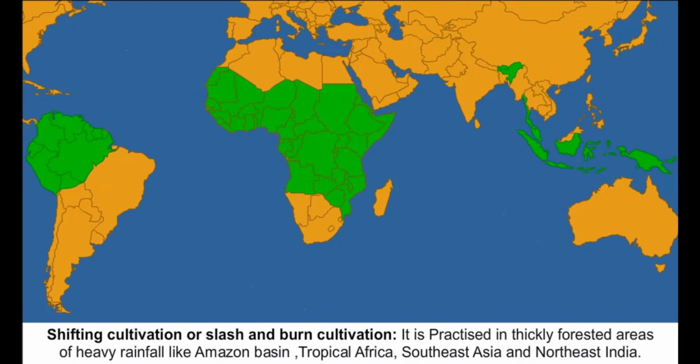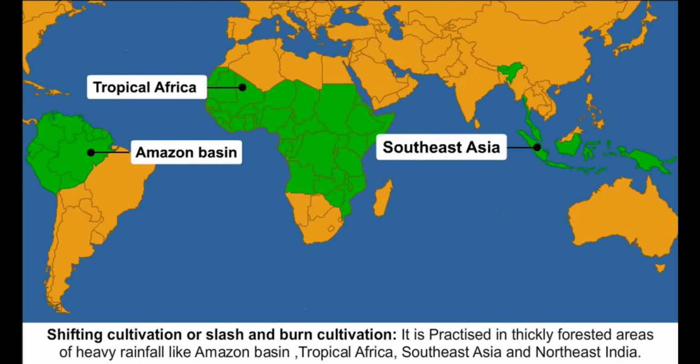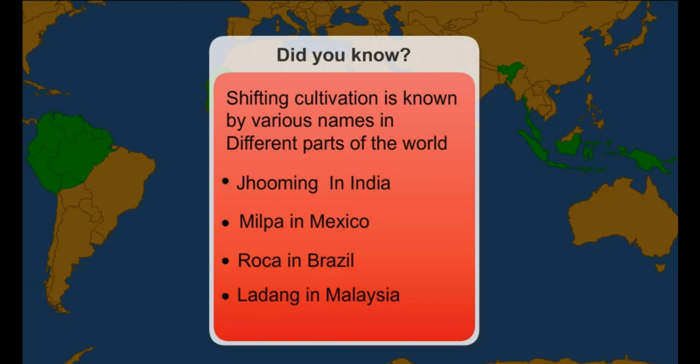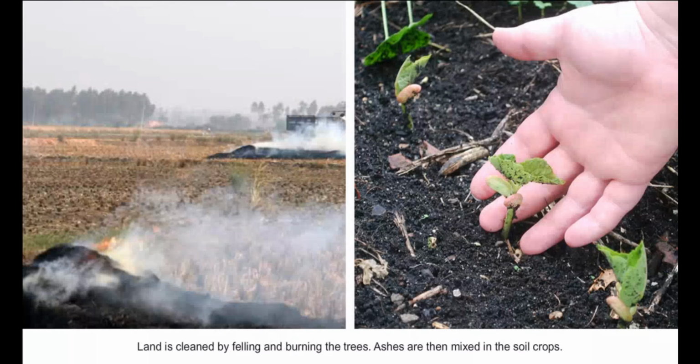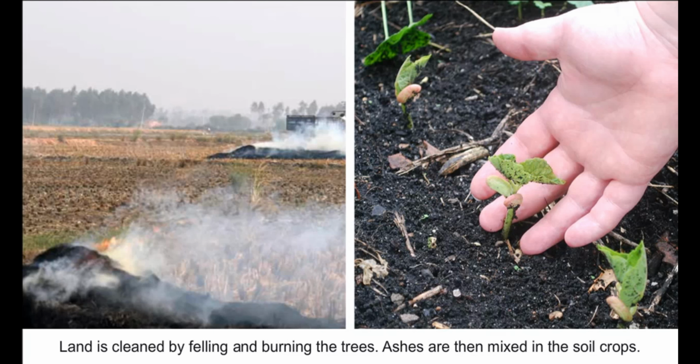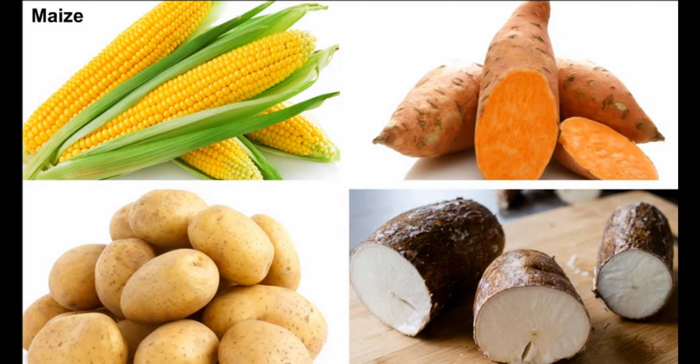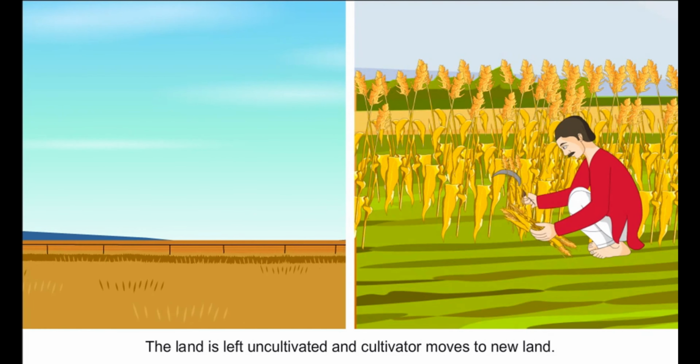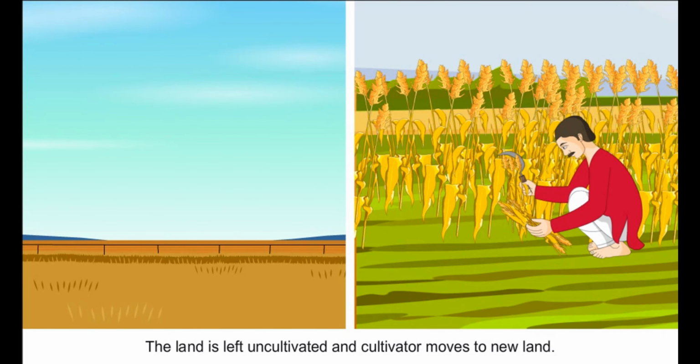Shifting cultivation or slash and burn cultivation. It is practiced in thickly forested areas of heavy rainfall like the Amazon Basin, tropical Africa, Southeast Asia and Northeast India. Land is cleared by felling and burning the trees. Ashes are then mixed in the soil. Crops like maize, yam, potatoes and cassava are grown. After the soil loses its fertility, the land is left uncultivated and the cultivator moves to new land.